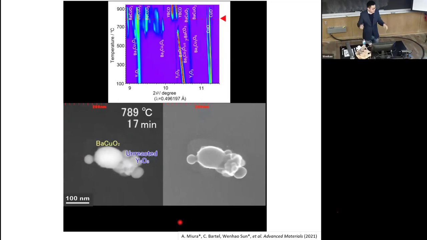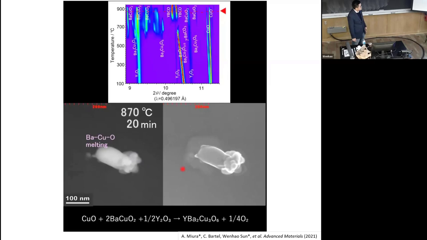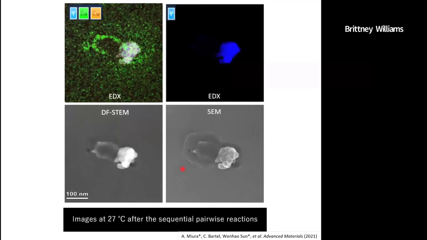And after we get to about 850 degrees Celsius, we'll start to see that these two phases, the barium copper oxide and the copper oxide, will start to turn into a liquid. The liquid will melt and then just get sucked up into Y2O3. Then I have YBCO, copper oxide. So here it is, YBCO after 25 minutes of reaction time. I think that's spectacular.